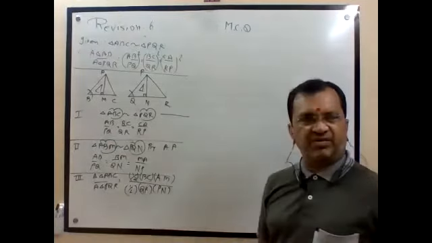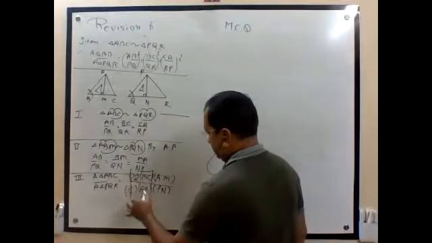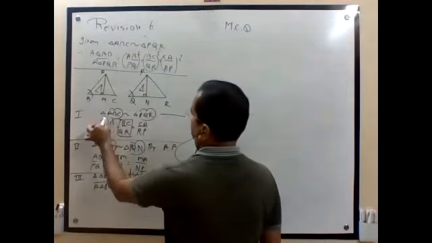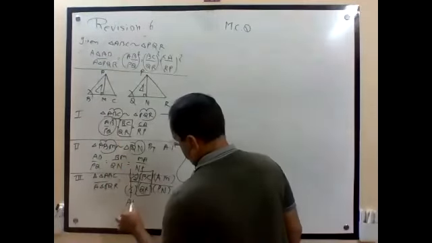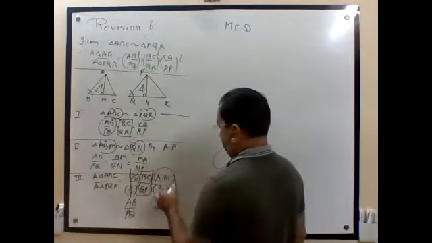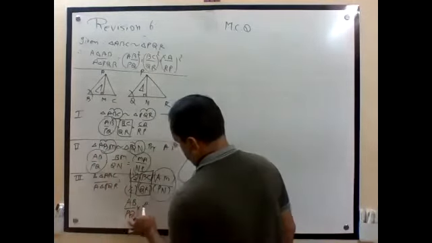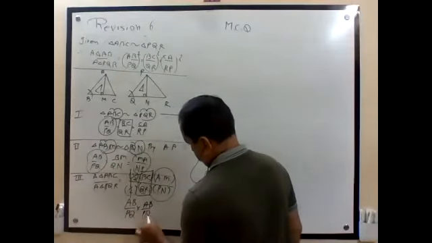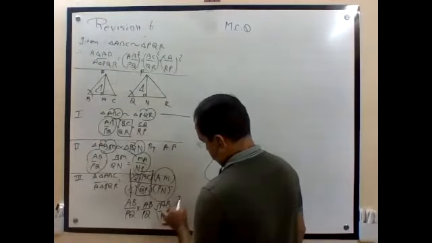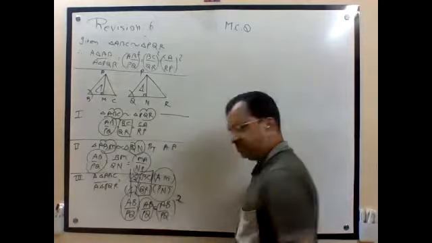By substituting the formula of the area of triangle, this half will cancel. BC/QR is equal to AB/PQ. From statement number 1, AM/PN is equal to again AB/PQ. One into 2 is equal to square. Simple.